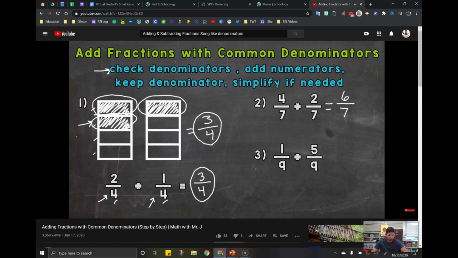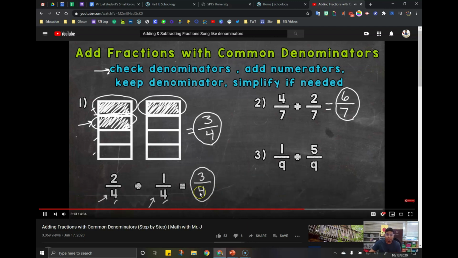Now 6/7 is in simplest form. The only common factor between 6 and 7 is 1. So this is our final answer. If you ever need help with simplifying fractions, I do have another video that breaks that process down. I'll drop that link down in the description.